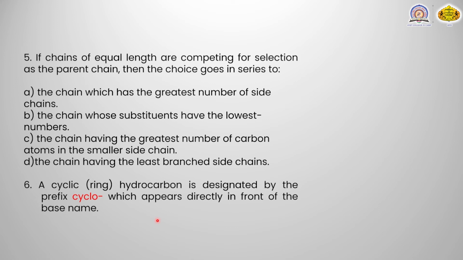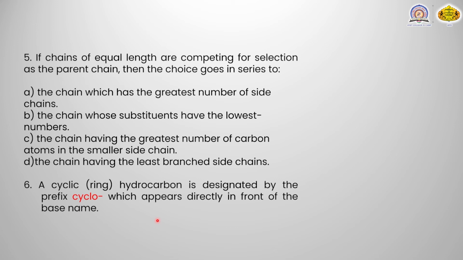So if propyl is having 3 carbons, the chain will be selected as having the substituents which are largest, lowest number. So methyl will be selected, then ethyl, then propyl. Third rule is, in that case, the chain having the greatest number of carbon atoms in the smaller side chain, and fourth is the chain having the least branched side chain.